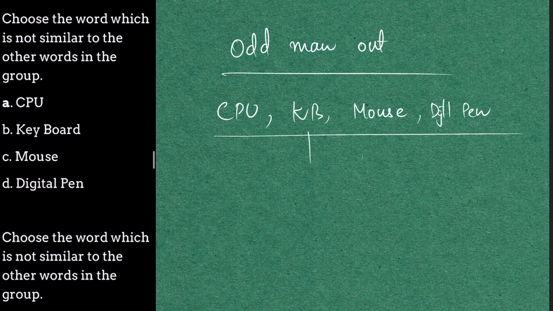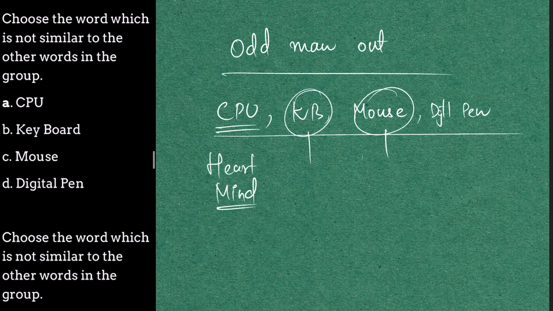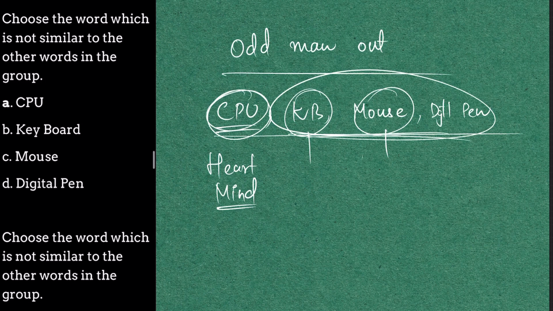So even though keyboard and mouse are predominantly part of the computer, a computer can still exist without a keyboard and a mouse, but a computer cannot exist without CPU, because CPU can be called the heart and mind of a computer. So therefore this is integral to the computer, whereas these are the accessories. You can still use a computer without any of these, but you cannot use a computer without this. So we can categorize keyboard, mouse and digital pen as external accessories, whereas this is the integrated part of a computer. So CPU, or option A, would be the odd man out.